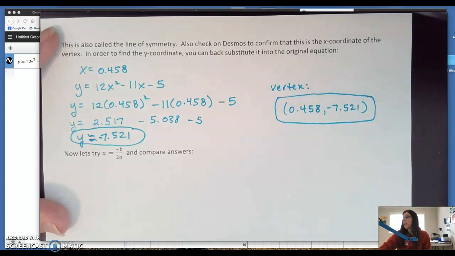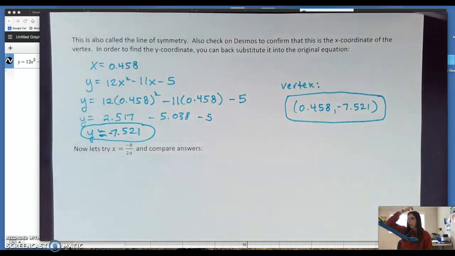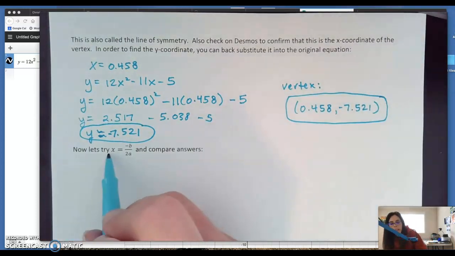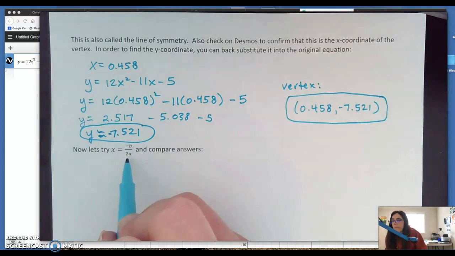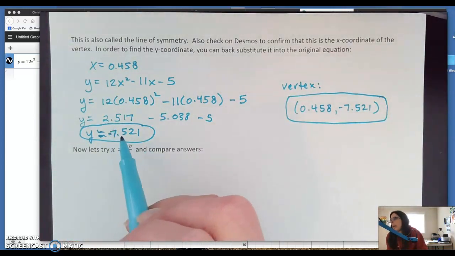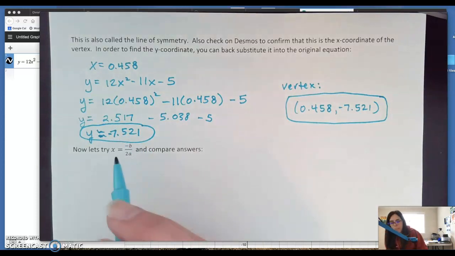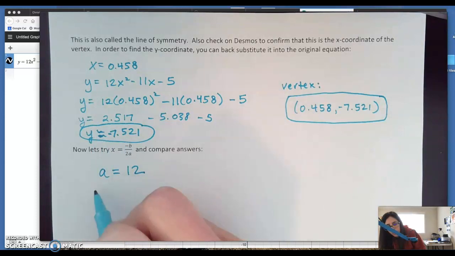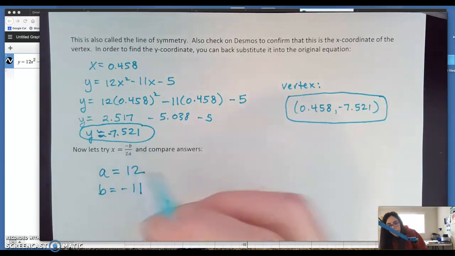And it does require that you know how to work with fractions, but there is, in this problem, an easier way, and it has to do with that formula, x equals negative b over 2a. So had we not done averaging the intercepts and we just tried to do the formula, then what I would do is go, okay, well my a was 12, my b was negative 11. I don't need the c for this part.